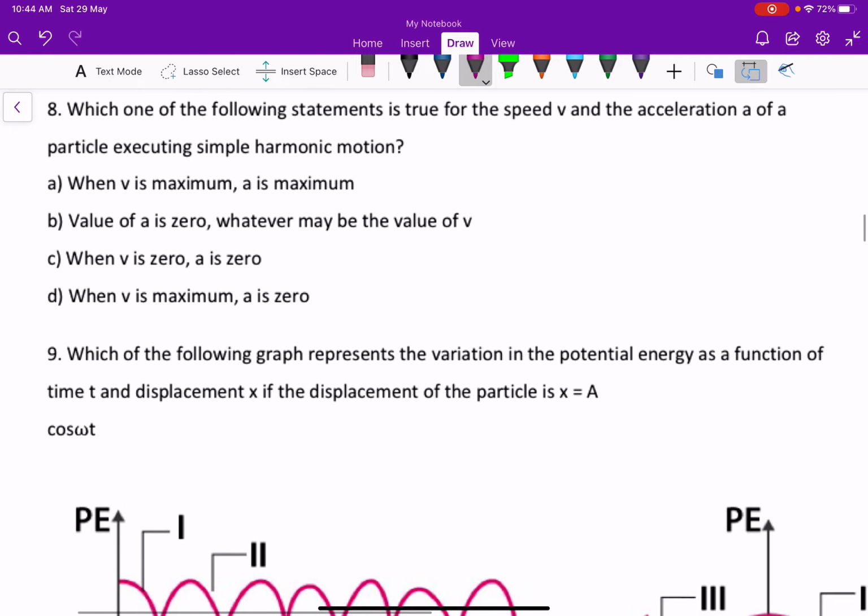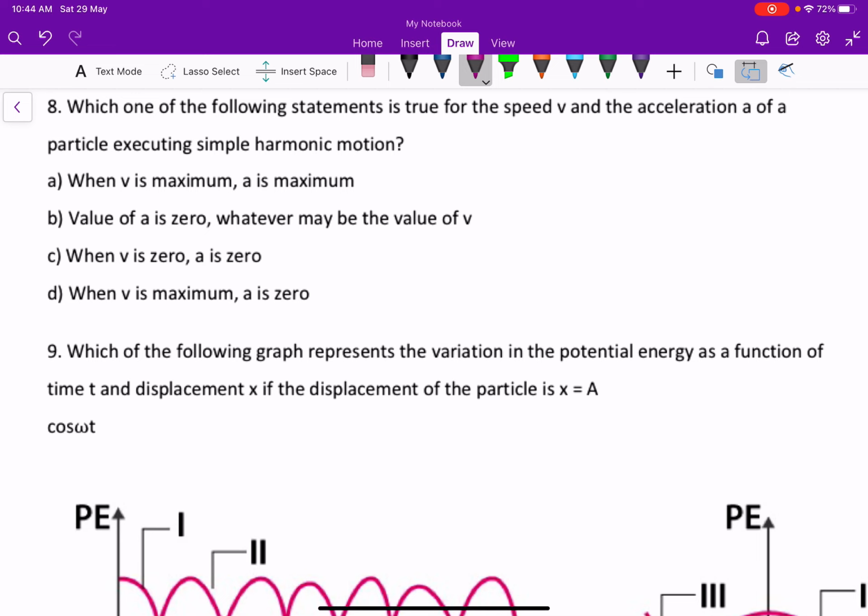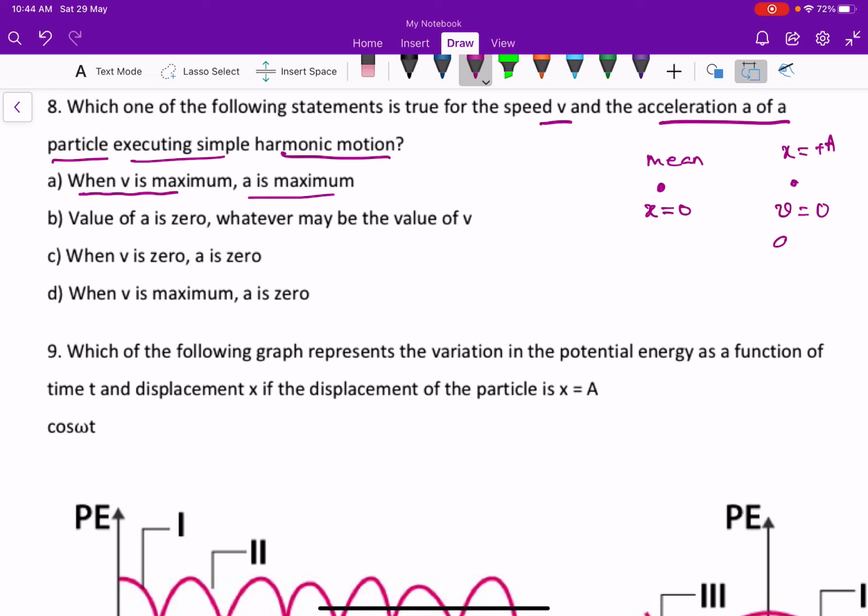Next, the eighth question. Which of the following statements is true for the speed v and acceleration of a particle executing simple harmonic motion? When velocity is maximum, acceleration is maximum? No. Let us consider this is the mean position and this is the positive extremum. At the positive extremum, velocity equals 0 and acceleration is maximum. At the mean position, acceleration equals 0 but velocity is maximum. So we will see the options now. When v is maximum, a is maximum? No. When v is maximum, a is equal to 0, so this is not the correct answer.